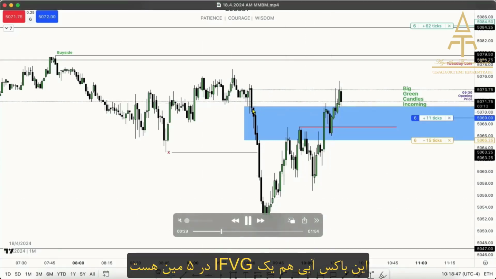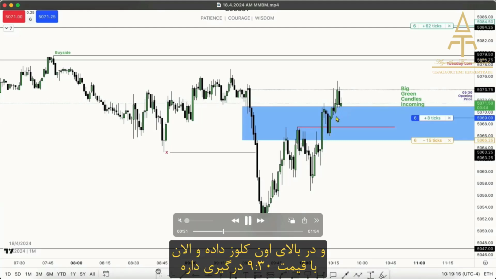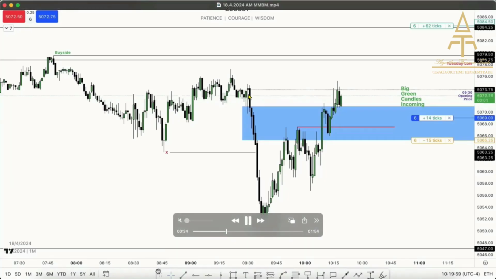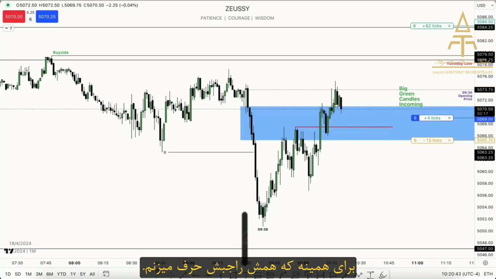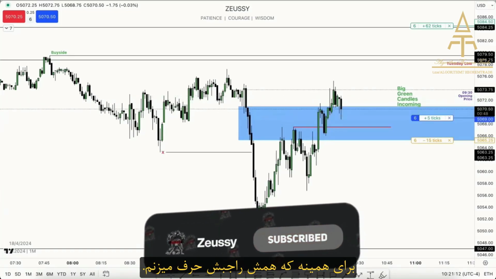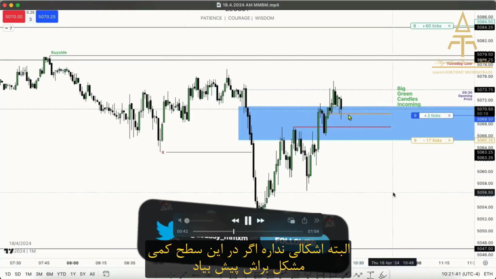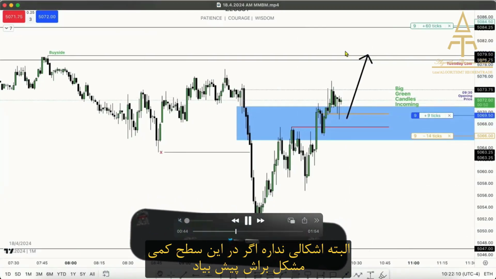This blue box was a 5-minute inversion fair value gap. And now that price closed above that 5-minute inversion fair value gap price range, we can see it having trouble with the 9:30 opening price. The 9:30 opening price is a very important reference point during the morning session, and that's why you always hear me talk about it. It's okay for the market to have some struggle, so to say, with displacing through that.